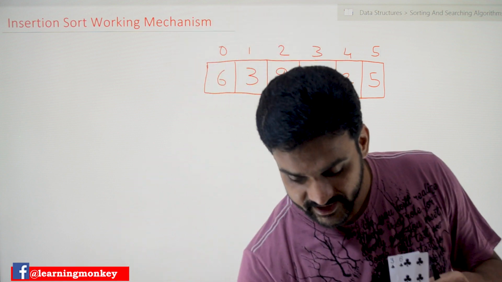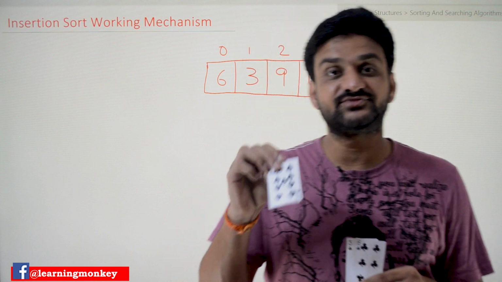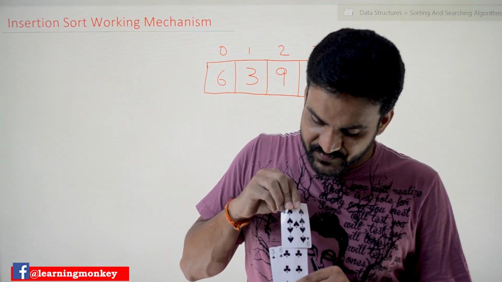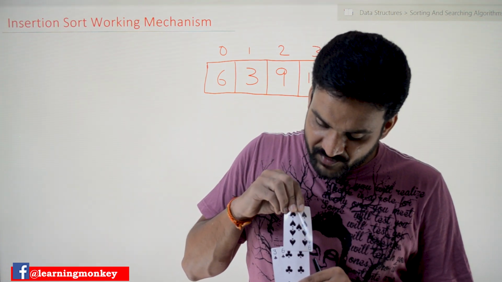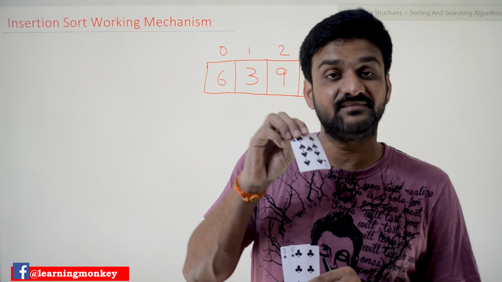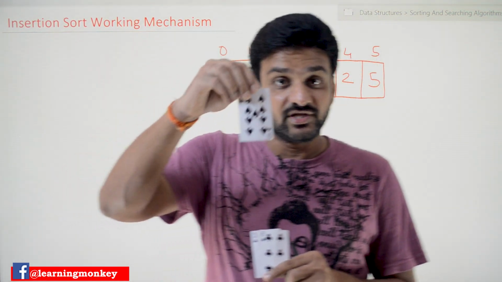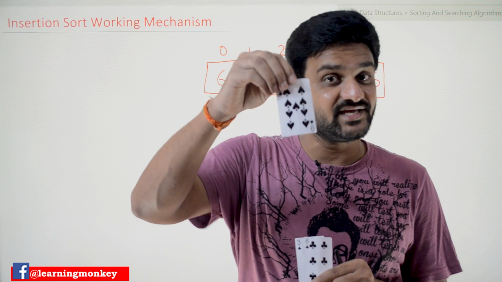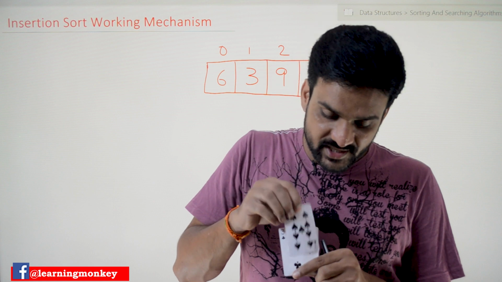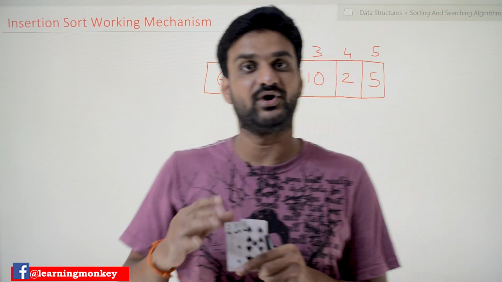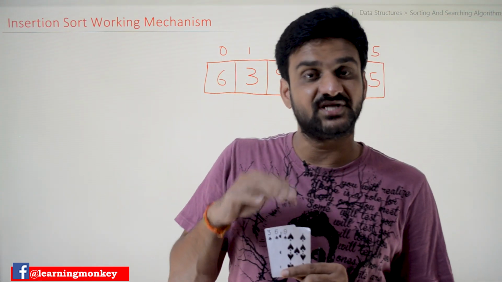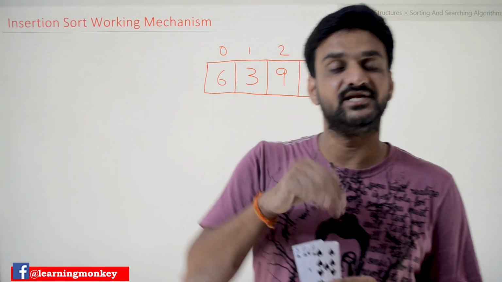Now I am going to take the third card. This one is 9. Now I am going to compare this with the element on the top of the sequence of cards. Right now 9 is the key element. Is 6 greater than 9? No, it is not. If that is the case, just place it at that point, on top of all the cards. It means this is the biggest element that we have obtained so far, so it is placed in its position.